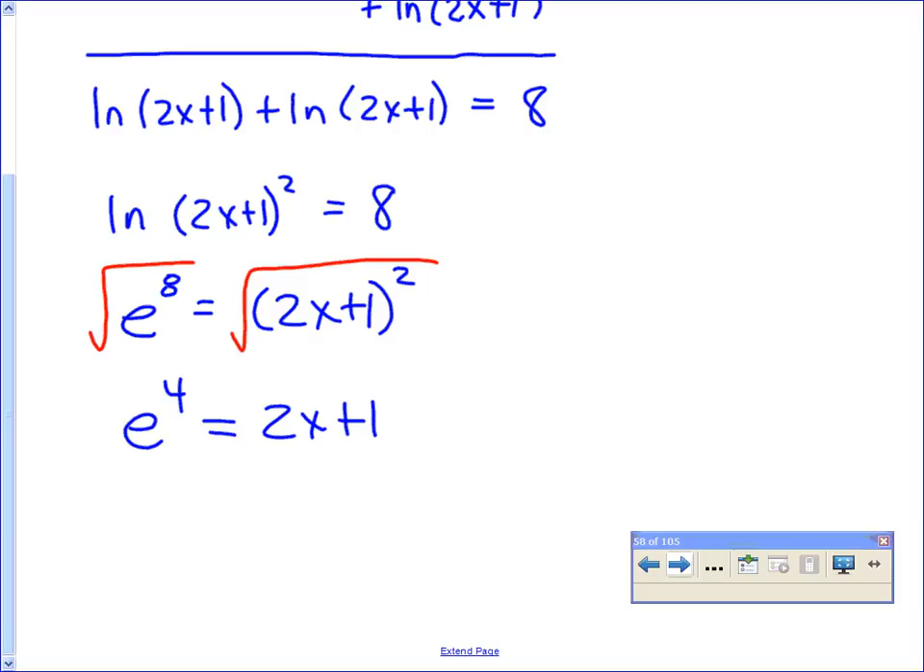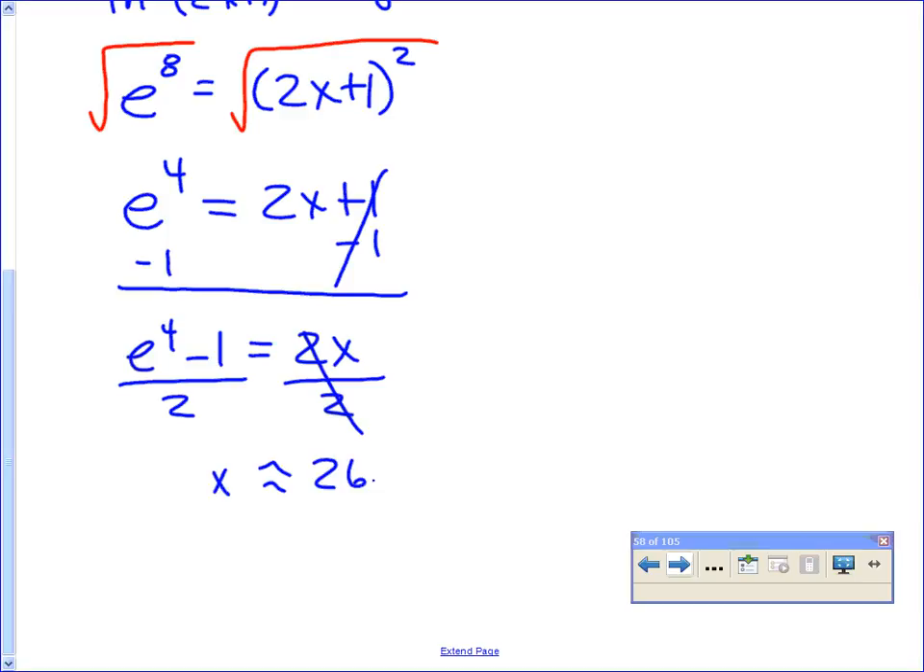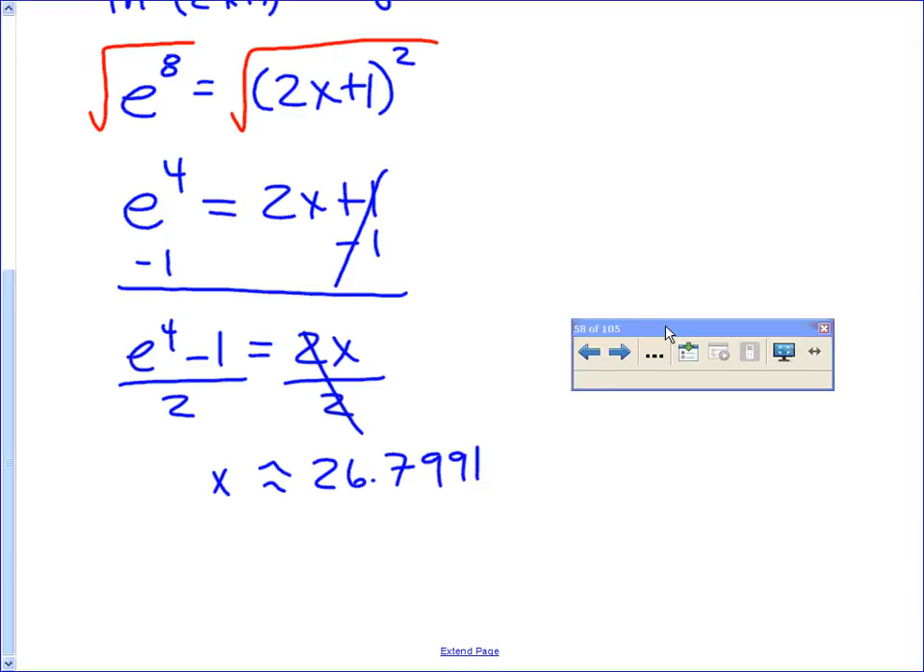2x plus 1. And then we're just solving for x, so I'm going to subtract 1 from both sides. And e to the 4th minus 1 is equal to 2x. I divide both sides by 2. And when I do that, I just need to simplify. And I find out that x is going to be approximately 26.7991. Okay, and that's the last problem for section 5.6.